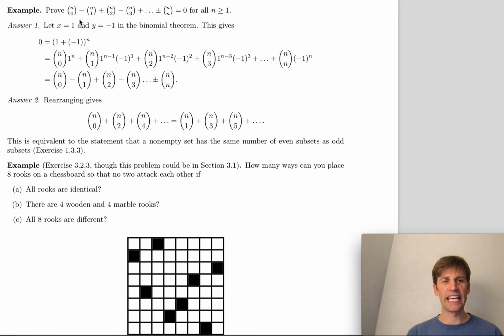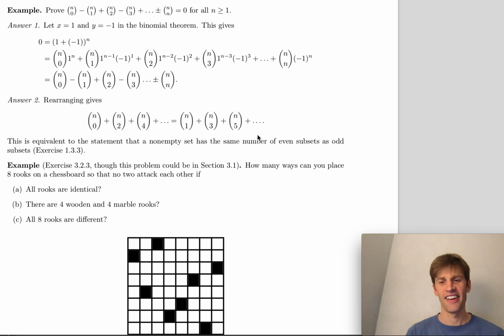So take the negative terms, the negative n choose 1, the negative n choose 3, the negative n choose 5, and move them to the other side of the equation. What we're left with is n choose 0 plus n choose 2 plus n choose 4 plus n choose 6 plus dot dot dot is equal to n choose 1 plus n choose 3 plus n choose 5 plus dot dot dot.